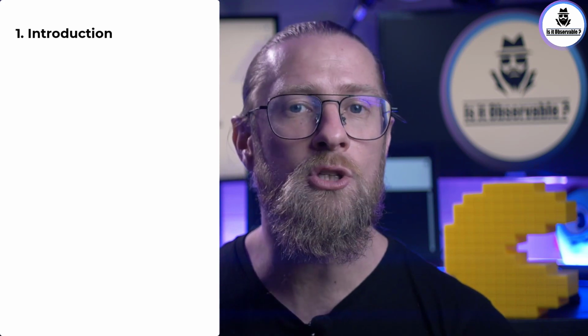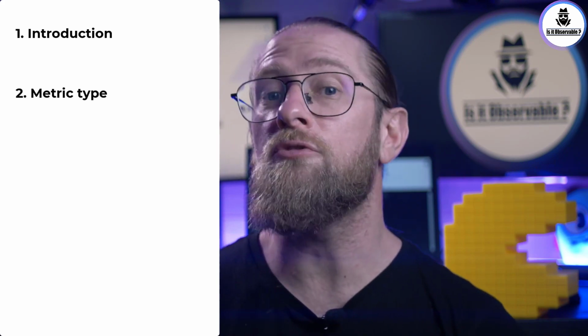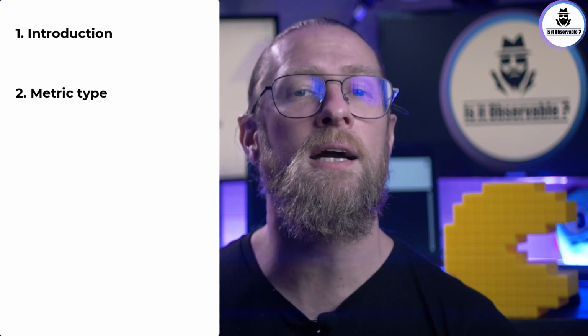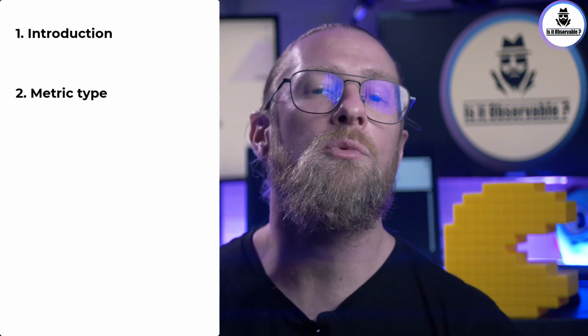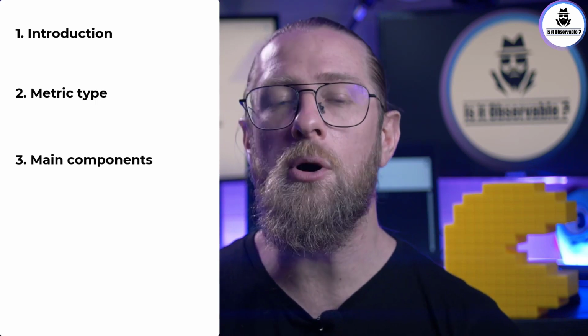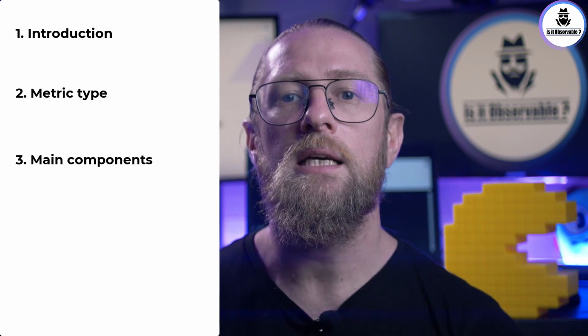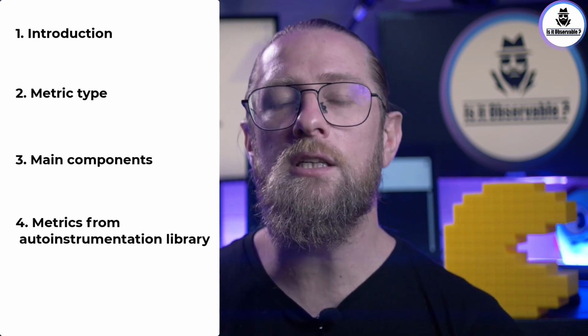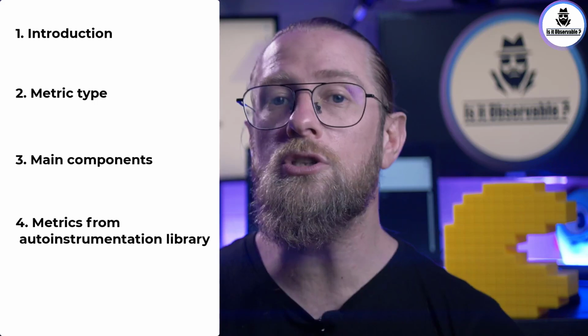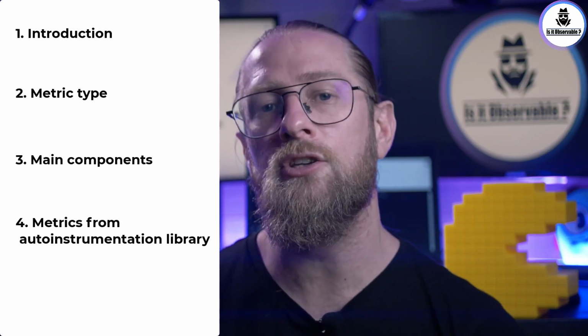So let's see what you are going to learn out of this episode. We'll start, as usual, with an introduction explaining what is OpenTelemetry and specifically OpenTelemetry Metrics. We will look at the various types of metrics provided by OpenTelemetry Metrics. We will then explain the main components required to create metrics with OpenTelemetry. We will look at the metrics that are included with the AutoInstrumentation library, and like usual, we'll jump into the tutorial.